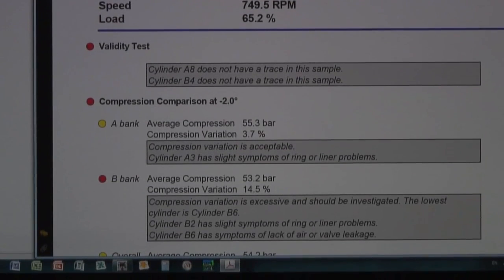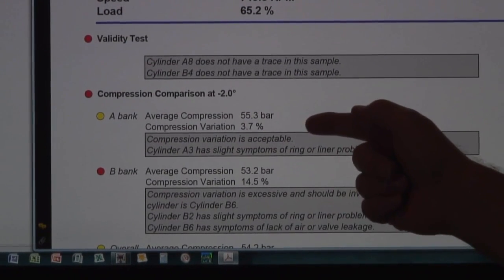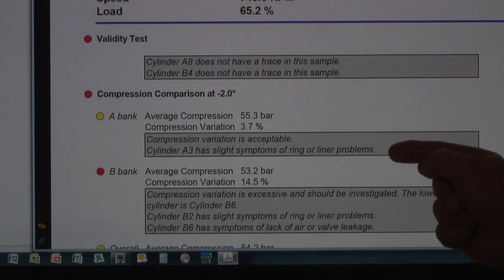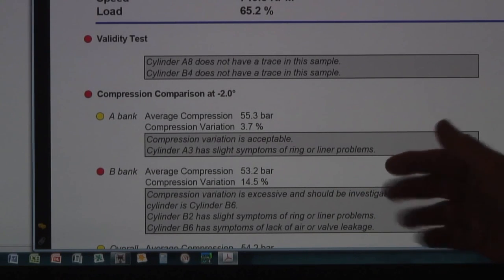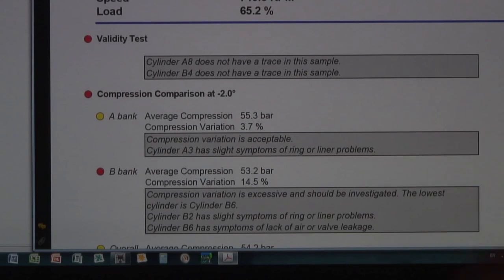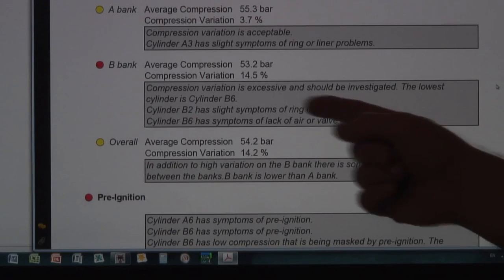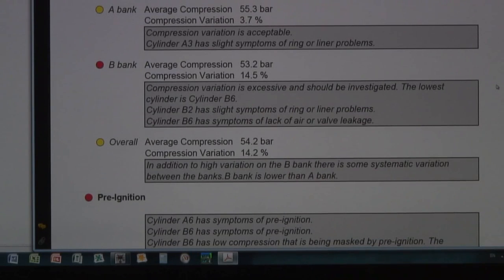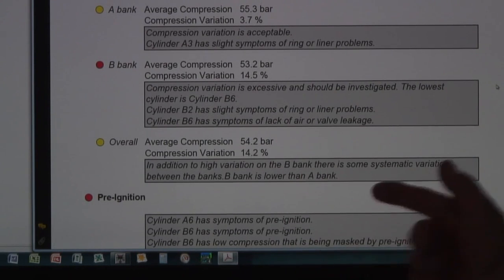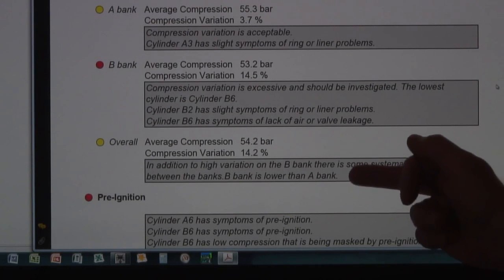Compression comparison on the A bank, it's good compression, but we have slight symptoms of ring or liner problems on A3. We didn't actually pick that up in the analysis, but this tool is perhaps a little more comprehensive than I was demonstrating manually. The B bank, however, we find that the lowest cylinder is B6, which we certainly did pick up, and B2 also slight symptoms of ring or liner problems. Overall, we have a 14.2% compression variation and a systematic variation between the A bank and the B bank.